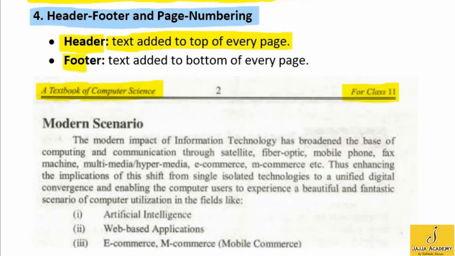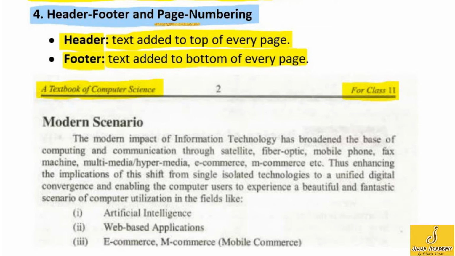Next is footer. Footer is the text that is added to the bottom of every page. As the header is applied on the top of the page, the footer applies on the bottom of the page, on every page of the document. And by using the feature of page numbering, we can insert a page number on every page of our document.